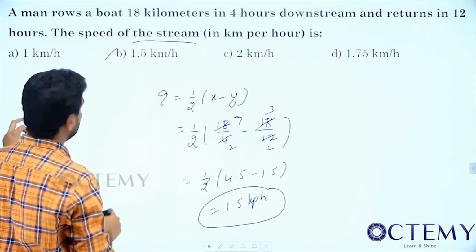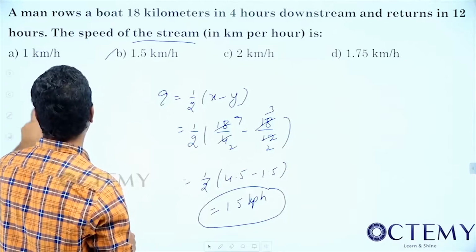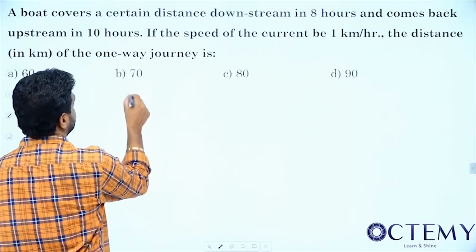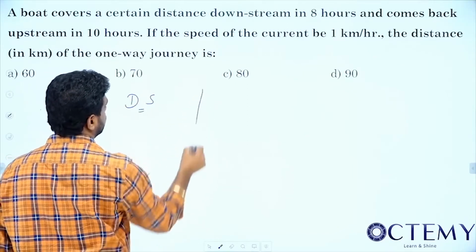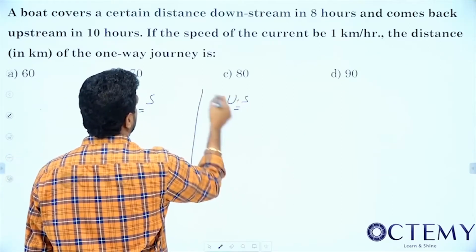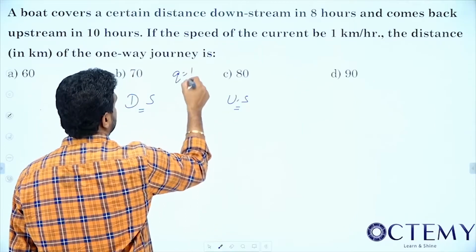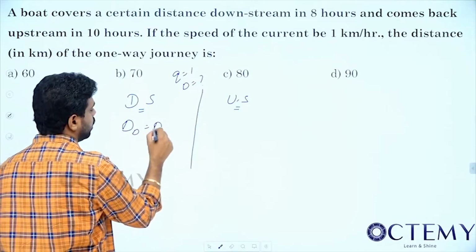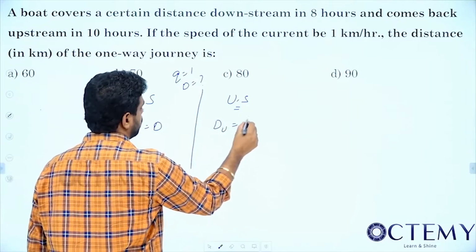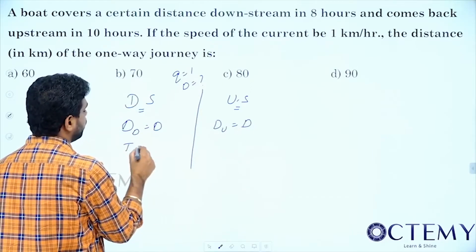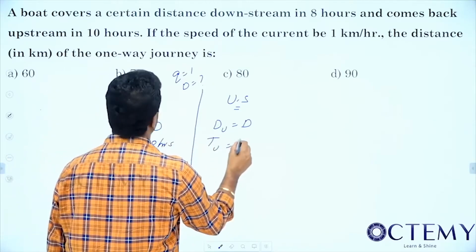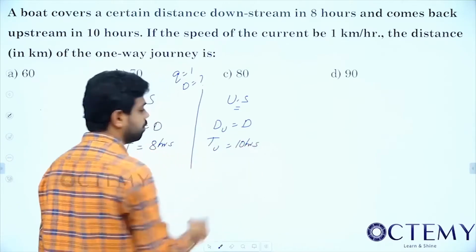Downstream, upstream. Here he gave the Q value 1, the D value we should find out. Downstream distance is D, upstream distance is D. He gave the time of downstream as 8 hours. Time of upstream is equal to 10 hours. This is given in the question.